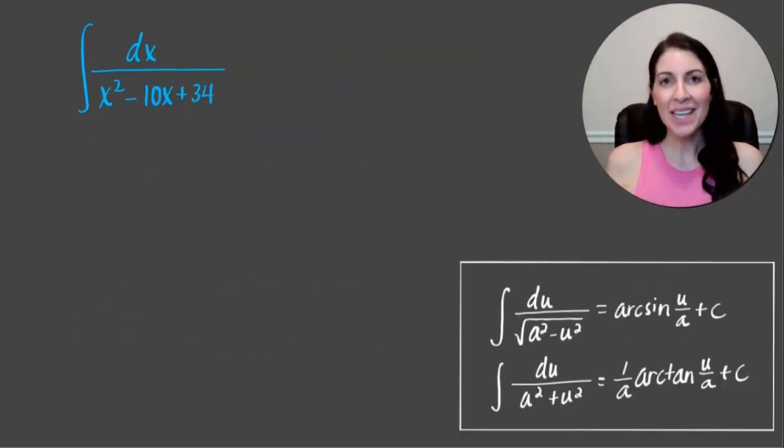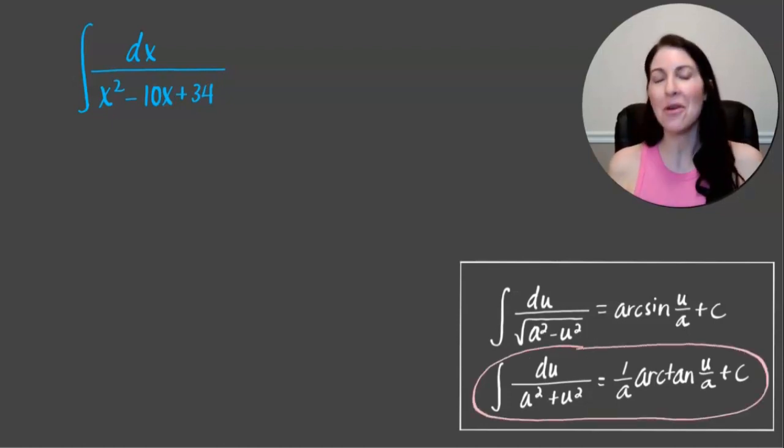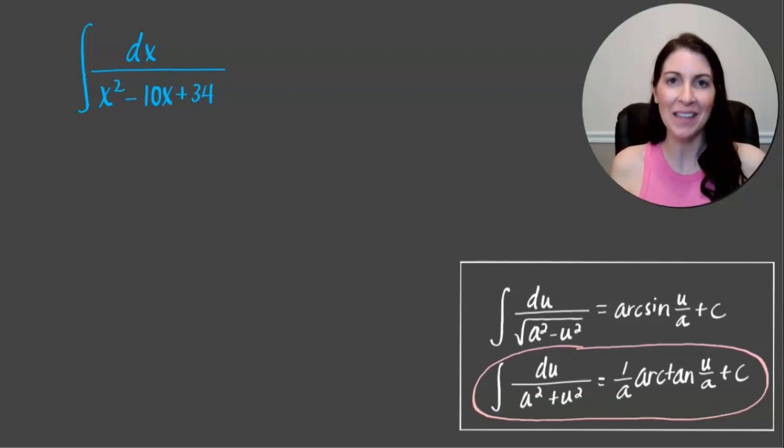Now I can already tell that once I complete the square, and show you how to do that, I do know that it is going to require the use of the second one. And the reason I know that is because it doesn't have a square root in the denominator. So let's go ahead and complete the square, and I'll show you how we can make it look like that one that I just circled.